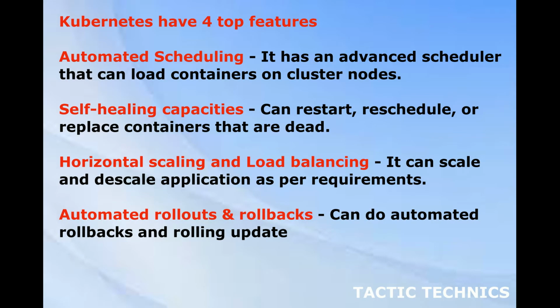Kubernetes has 4 top features. Automated scheduling: it has an advanced scheduler that can load containers on cluster nodes. Self-healing capacities: it can restart, reschedule, or replace containers that are dead. Horizontal scaling and load balancing: it can scale and descale applications as per requirements. Automated rollouts and rollbacks: it can do automated rollbacks and rolling updates.